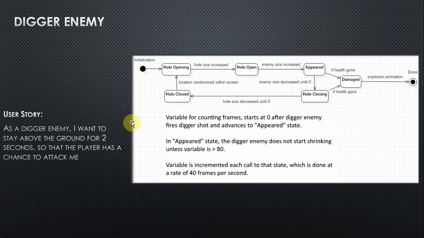As a digger enemy, I want to stay above the ground for 2 seconds so that the player has a chance to attack me. So after the hole opening, hole open, and into the appeared state, there's a variable for the frame count, which is initialized to 0 in that state, and the digger enemy does not start its change of states until after that frame count gets to 80. It's incremented each call to the state, and it's done at a rate of 40 frames per second. So 2 full seconds would be 80 frames, and then it starts its change to the hole closing state.